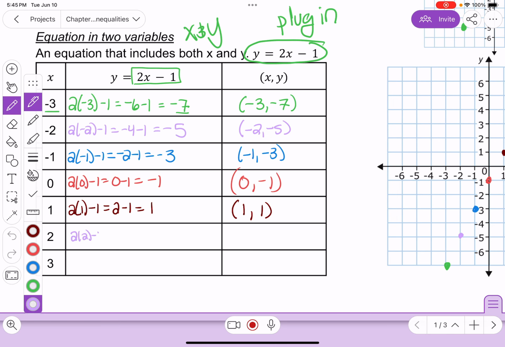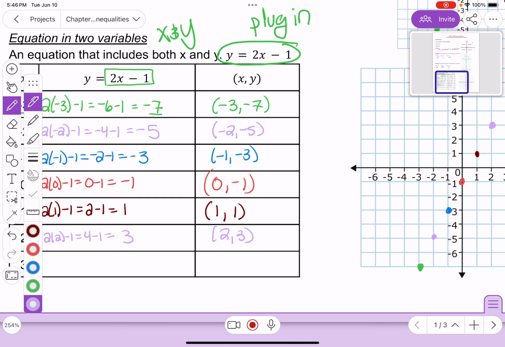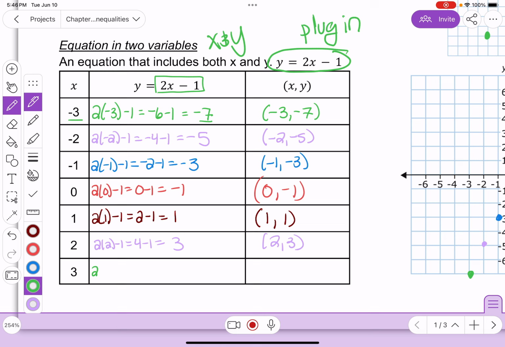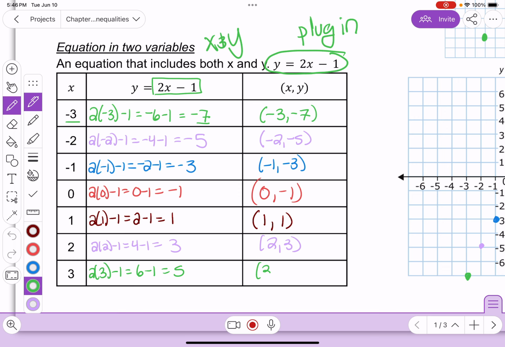2 times 2 is 4. 4 minus 1 is 3. So we have the point 2, 3. And then we'll do the last one. 2 times 3 is 6. 6 minus 1 is 5. So we have the point 3, 5.